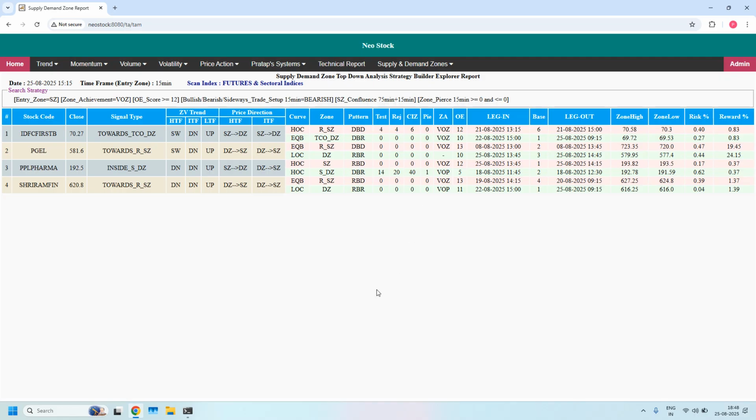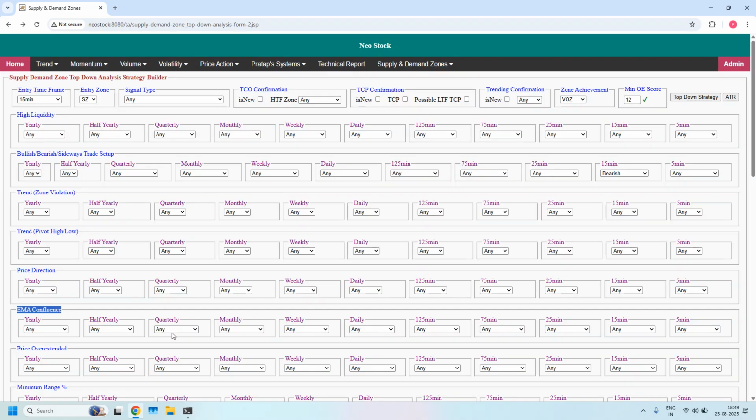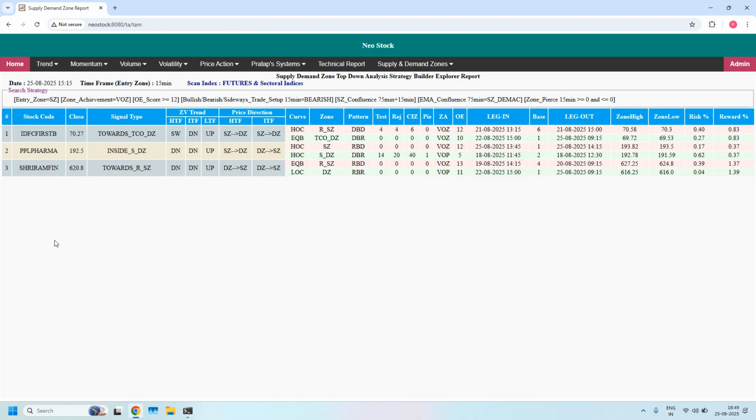That is supply zone confluence. And also ITF trend is downtrend in all the stocks. So we can further filter based on daily EMA confluence at 75 minute supply zone. That is 75 minute supply zone with daily EMA, because the entry time frame 15 minute supply zone is overlapped with 75 minute supply zone. 3 stocks are filtered. With these 3, 15-minute supply zones might be having more high probability to get success.